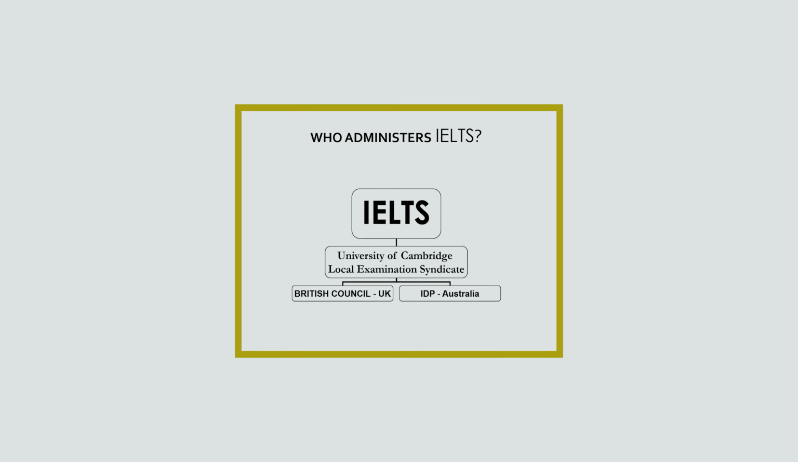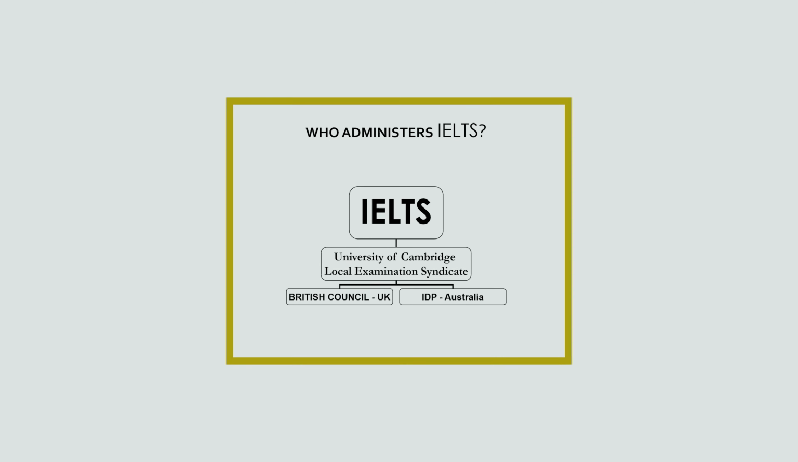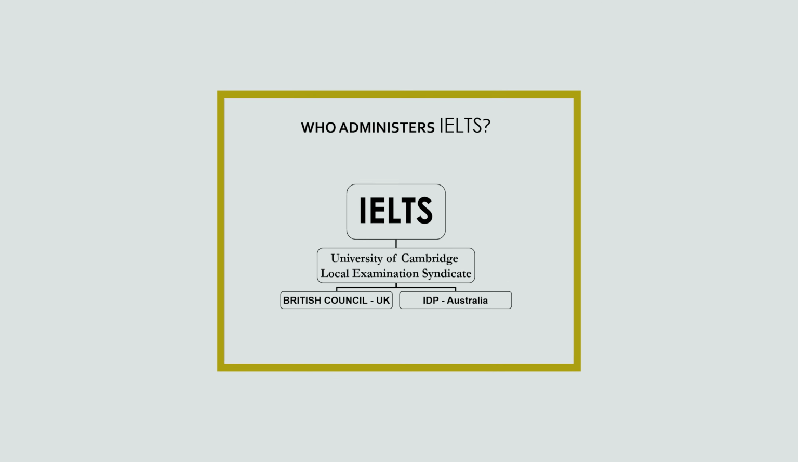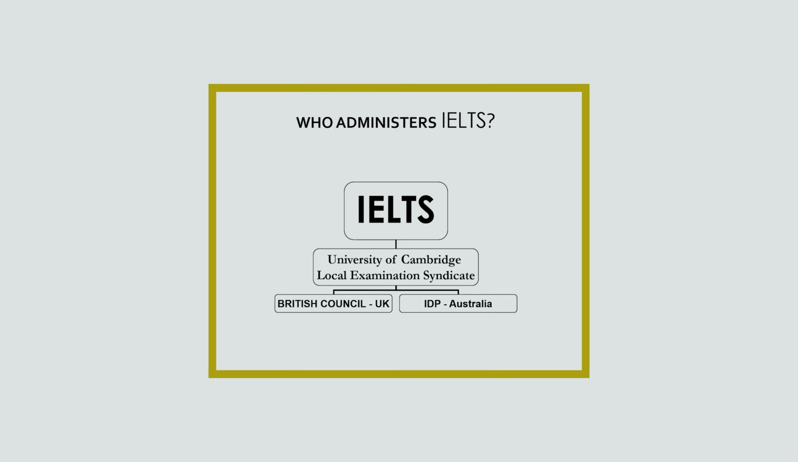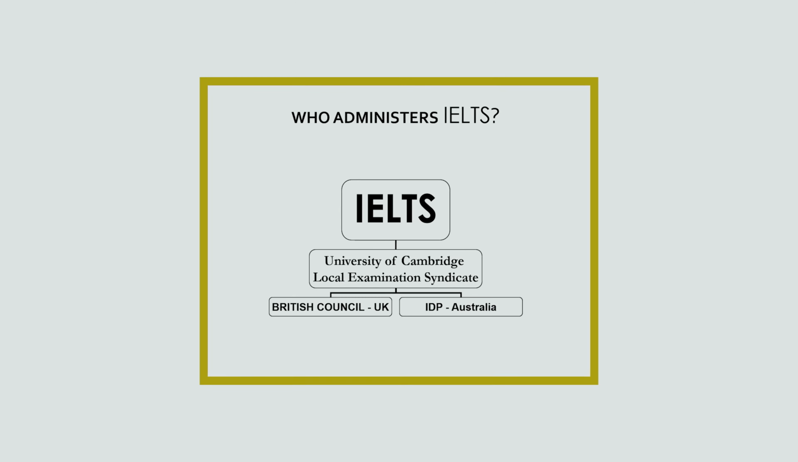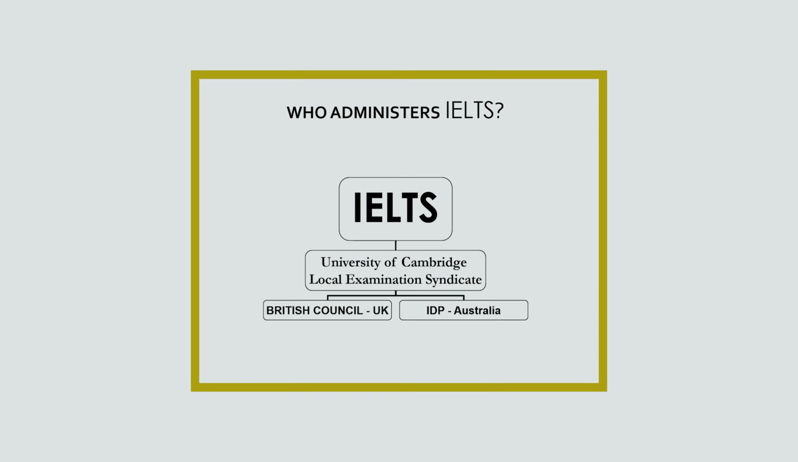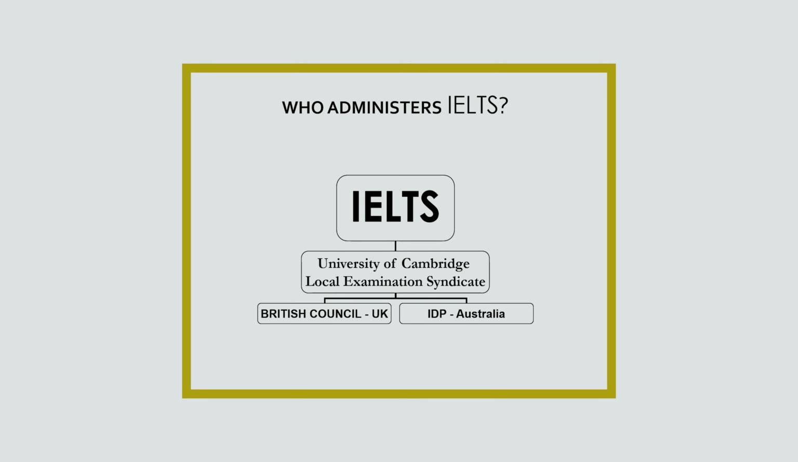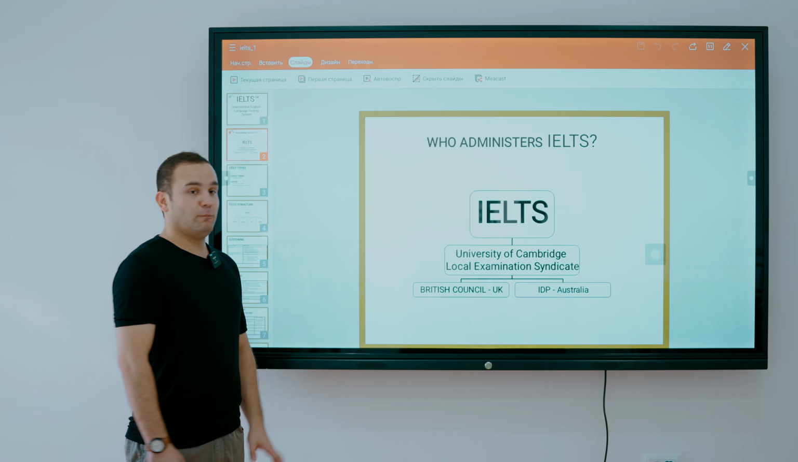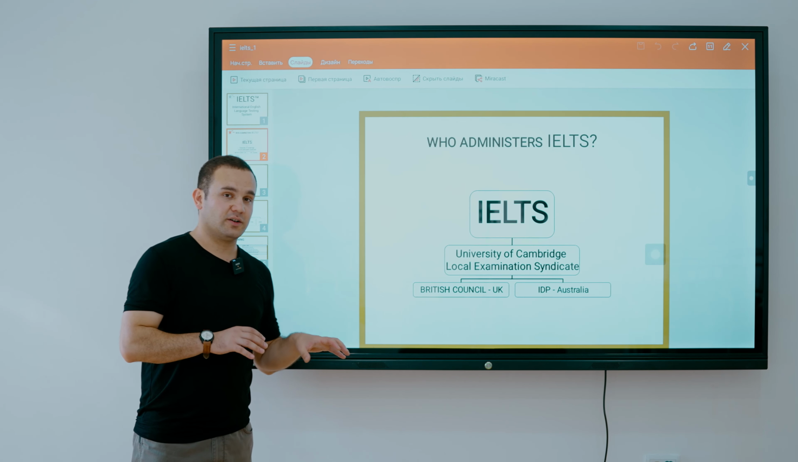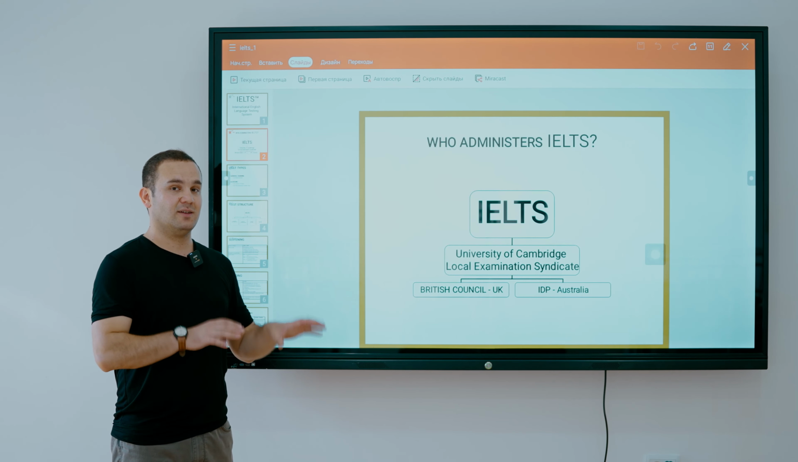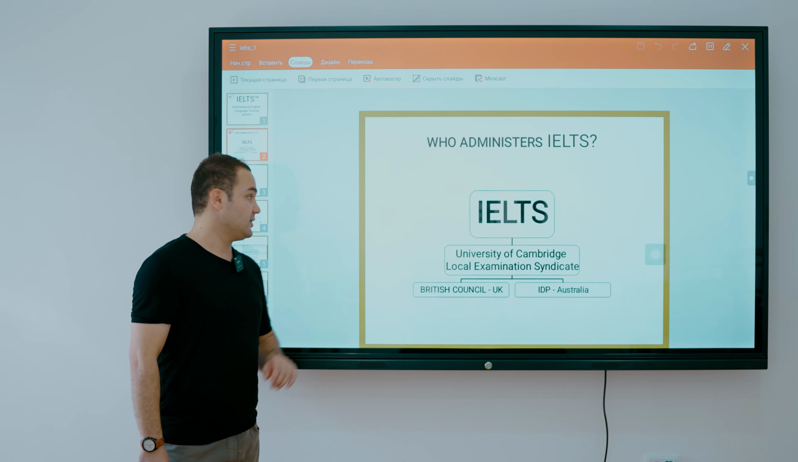There are two organizations in our country where we can apply for the IELTS test. The first one is the British Council from the UK, and the second is IDP, the Australian organization. We can apply to both organizations, and we get the same certificate from both.